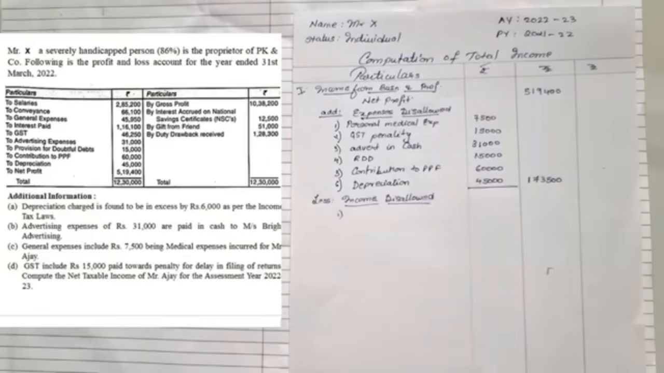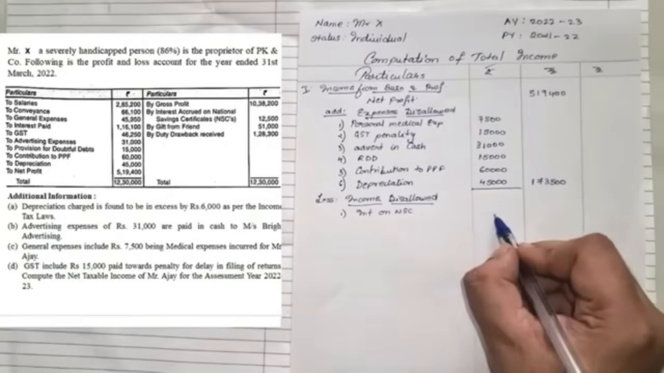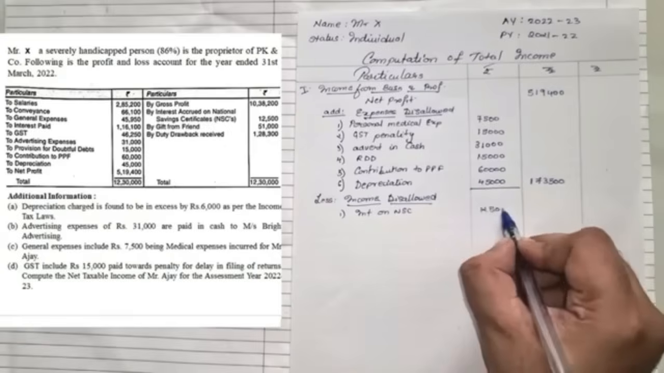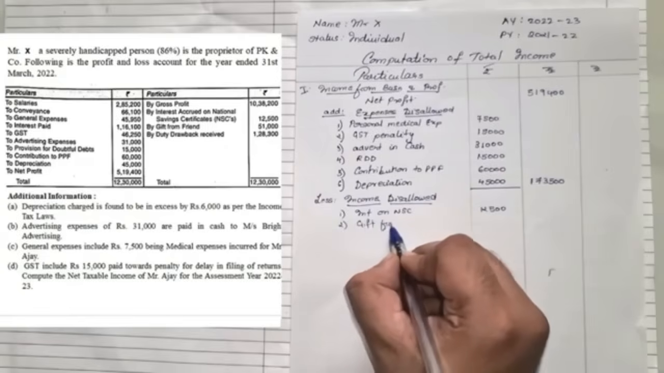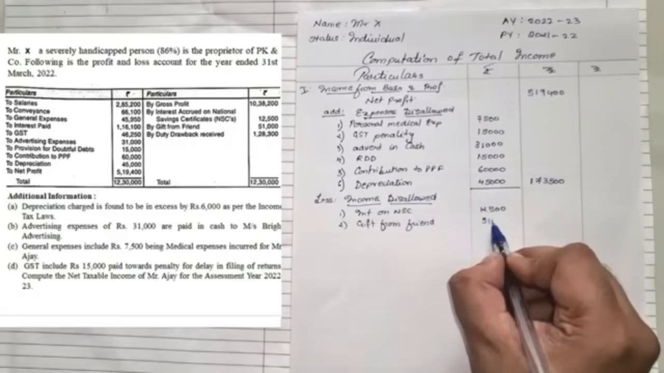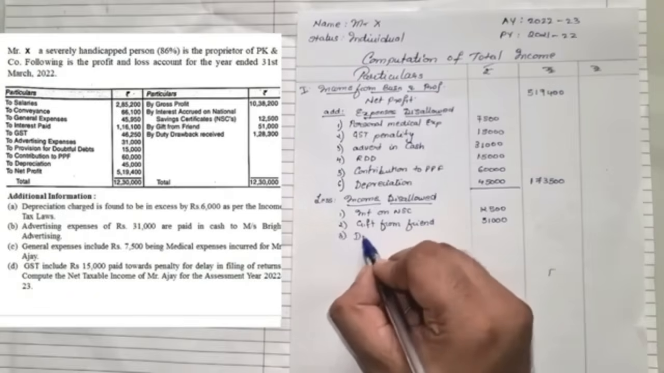Now let us see what all incomes are available to us. Now GP is a business, so it doesn't matter. Next is interest accrued on NSE. So yes, interest on NSE is not business related. Interest on NSE, the amount is 12,500. Gift from friend, again not a business income, so disallowed, amount is 51,000. Duty drawback is income which is business related, so it will be allowed, will not appear in the sum. And thirdly we have depreciation.